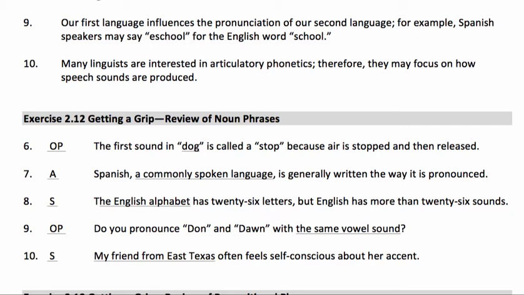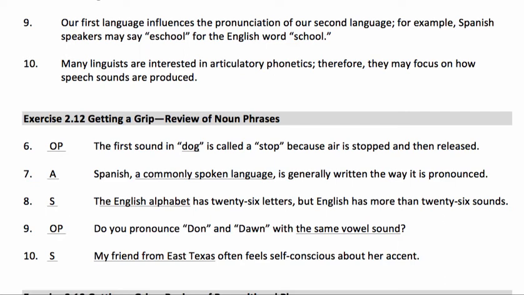Number 7 is an appositive. Remember we said appositives rename or give extra information about a noun, in this situation Spanish. Number 8, the English alphabet is the subject. So the subject is the first noun phrase in the independent clause. Always the first noun phrase in the independent clause.